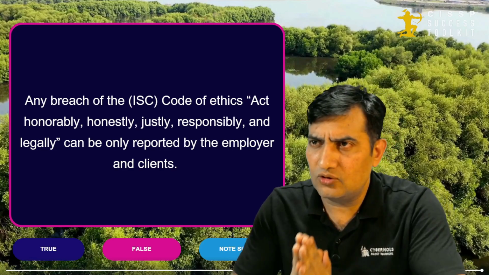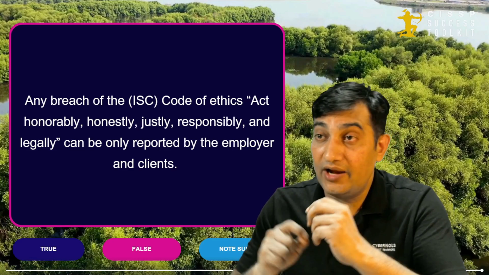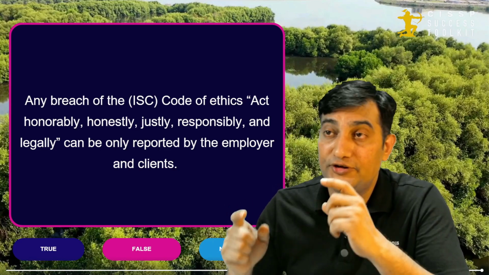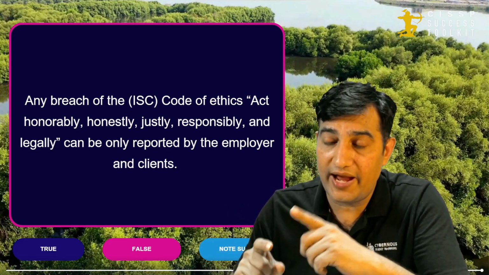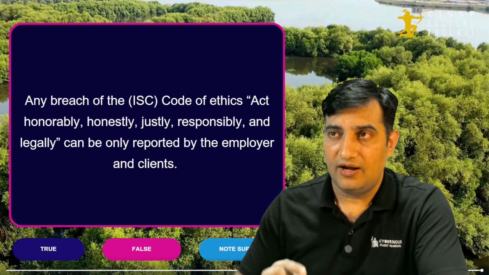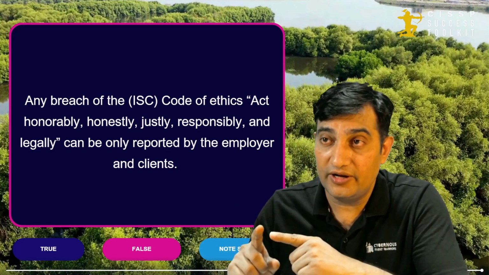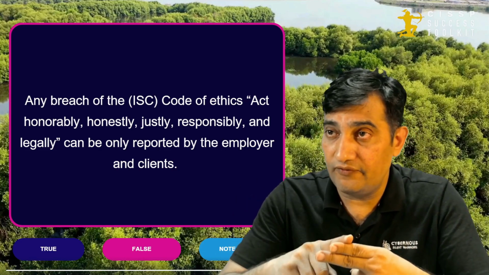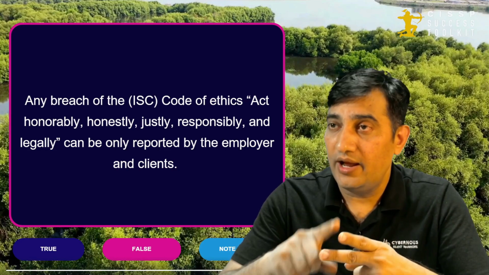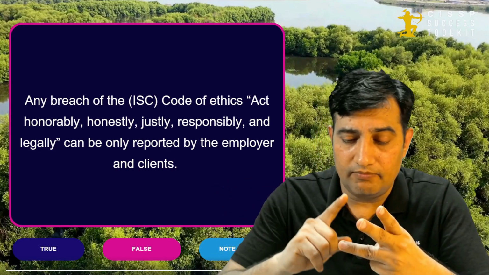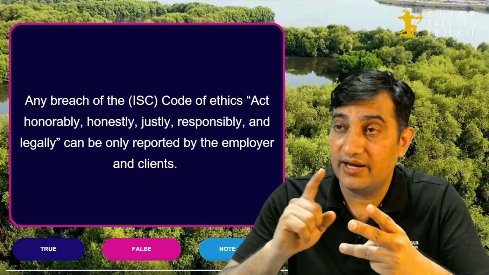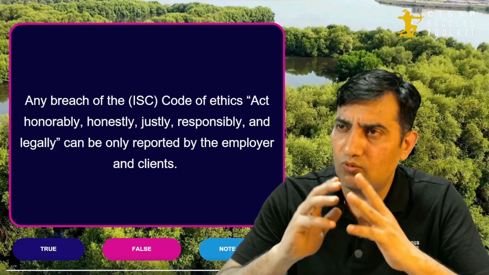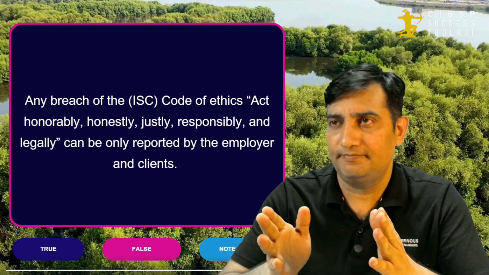Let's talk about number 4. Number 4 is advance and protect the profession. If there is a breach, then who should report? It should be a certified person who reports it. It should not be everyone, only a certified person. So just to conclude, breach of canon number 1 and 2 can be reported by anyone. Breach of canon number 3 can be reported only by the employer. Breach of canon number 4 can be reported only by a certified person.